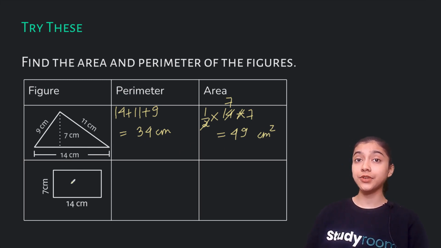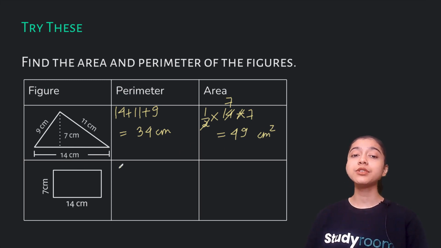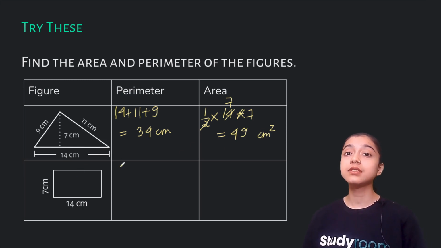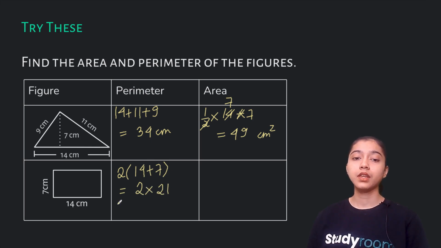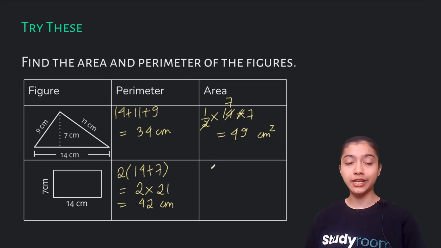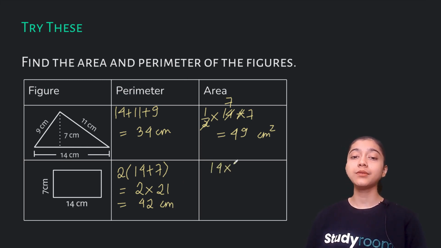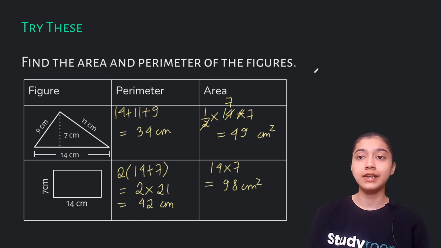The next figure that we have is a rectangle. And for calculating the perimeter of the rectangle, the formula is 2 times the sum of its adjacent sides, that is 2 times length plus breadth. So I'll write 2 times, the length of this rectangle is 14 and the breadth is 7. So this ultimately gives us 2 multiplied with 21, that is equal to 42 centimeters. In order to calculate the area, the formula is length multiplied with breadth. So the length of this rectangle is 14 and the breadth is 7. So ultimately we get 14 into 7, that is 98 centimeters square as the area of this rectangle.